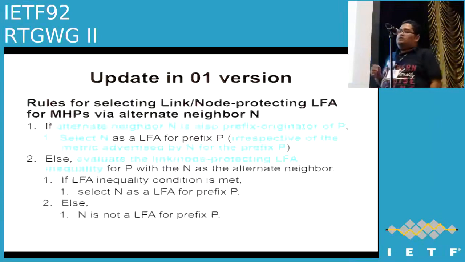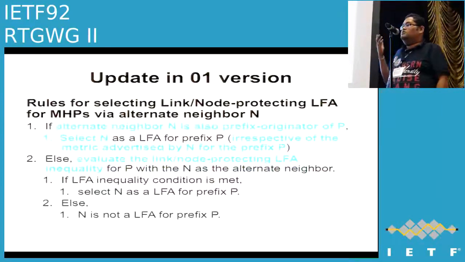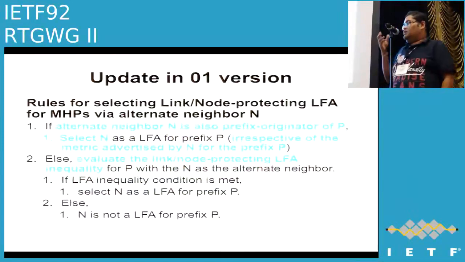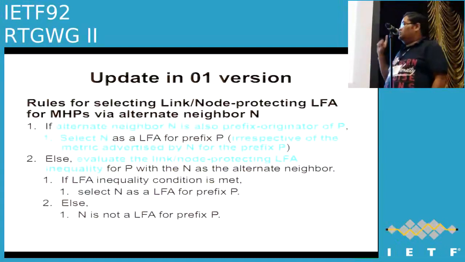What we have added here is that initially, in the last version, we proposed some inequalities, and we said any neighbor that satisfies those inequalities should be picked as an LFA. But we also figured out that if one of the alternate neighbors is also a prefix originator, meaning an area border router, we can directly choose that alternate neighbor as an LFA and skip the inequality check. But this only applies to two types of protection, link protection only as well as node protection. Next slide.